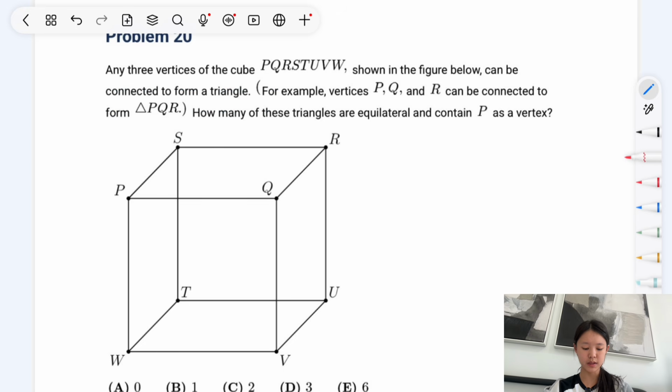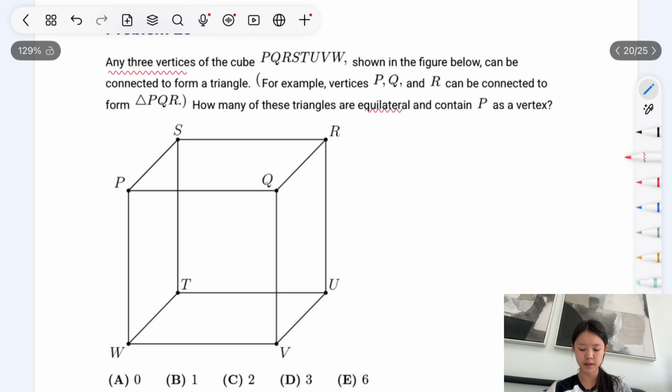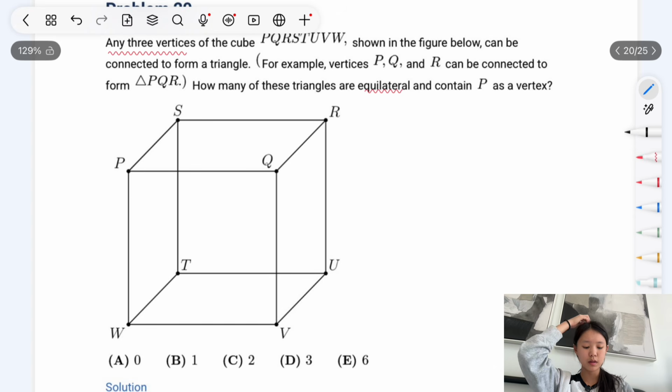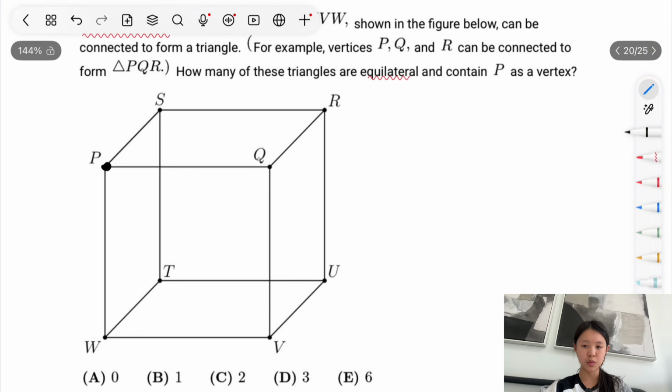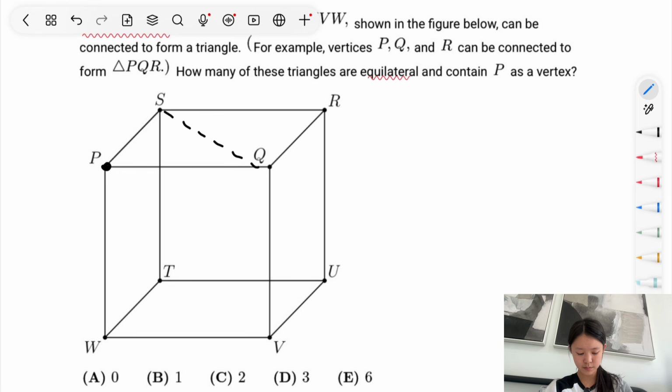So any 3 vertices of this cube can be connected to form a triangle. How many of these triangles are equilateral and contain P as a vertex? So here we notice that we want to contain P as our vertex. To be equilateral, each of the triangles has to use up a diagonal of a square, since if you only use the side lengths, it would not form an actual triangle.